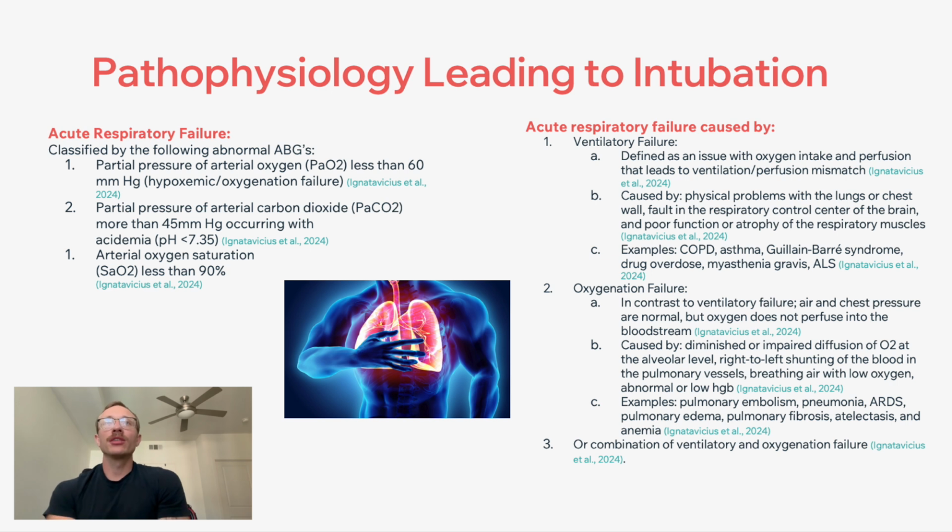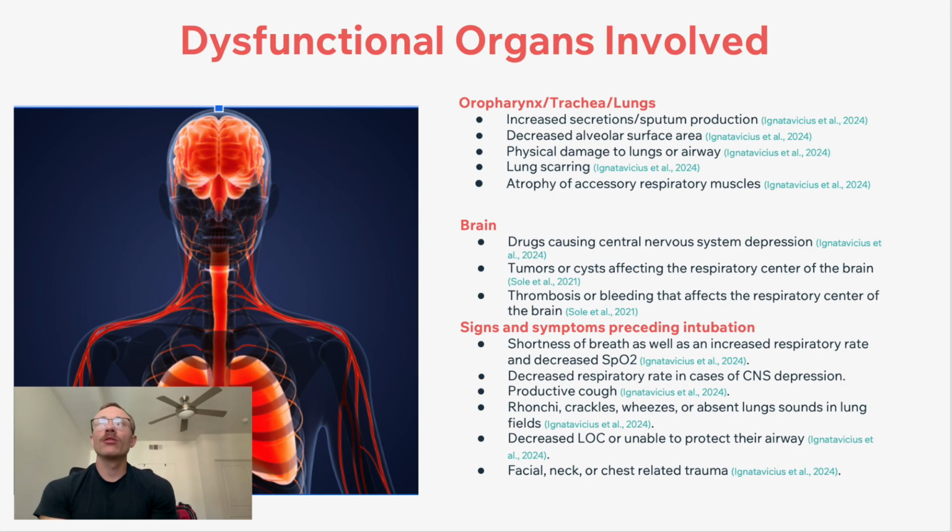And acute respiratory failure can be classified with the following abnormal ABGs. That is a partial pressure of arterial oxygen of less than 60 millimeters of mercury, a partial pressure of arterial carbon dioxide of more than 45 millimeters of mercury, and finally an arterial oxygen saturation that is less than 90%. And then for dysfunctional organs involved, we have the oropharynx, trachea, and the lungs, of course.